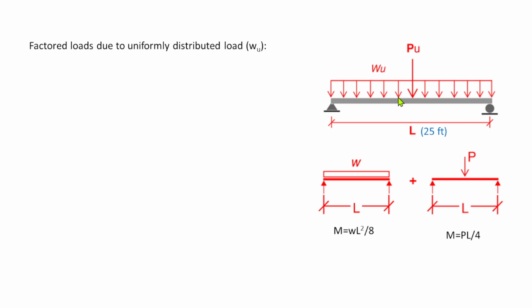We have a uniformly distributed load, and we have the concentrated load at the center. Since the maximum moment of this beam occurs at the center, we can just add all of these beam formulas. For the uniform loading, the formula is WL squared over 8. For the concentrated load, the formula for moment is PL over 4.